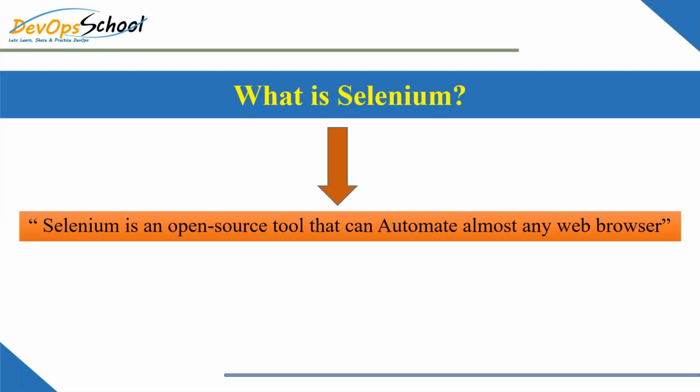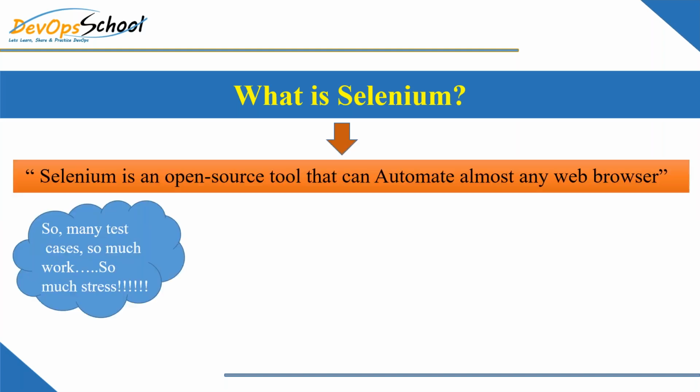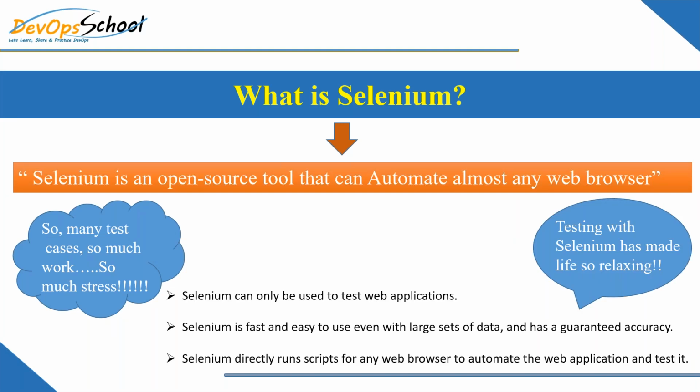Now, it's an open source tool, it can automate almost any web browser, and things like that. I just stated Selenium can only be used to test web applications. Selenium is fast and easy to use, even with a large set of data, and has guaranteed accuracy. Selenium directly runs scripts on any web browser to automate the web application and test it.